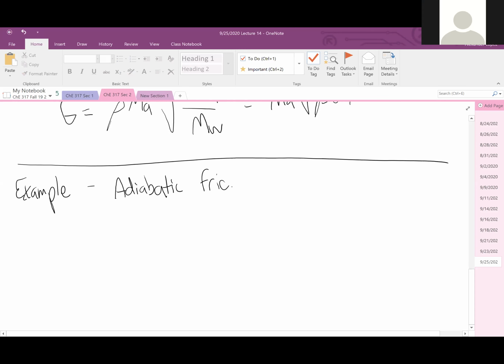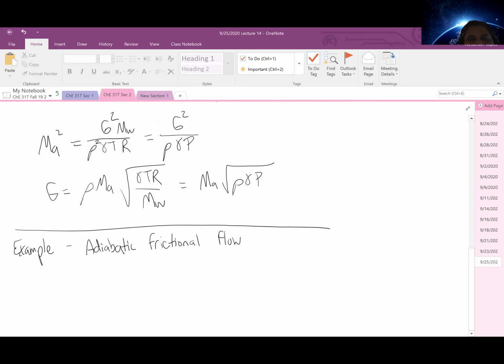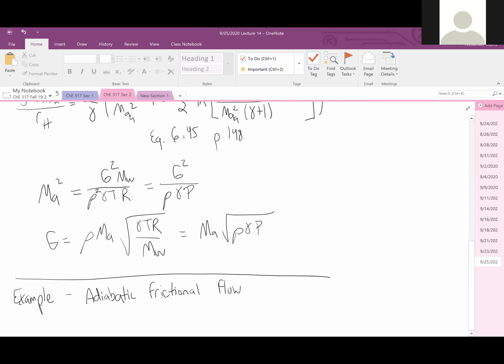Go ahead. Can you zoom out or scroll up a little bit? Of course. Thank you. Sure. Yeah, if I'm going too fast, let me know. I don't mind slowing down a little bit.